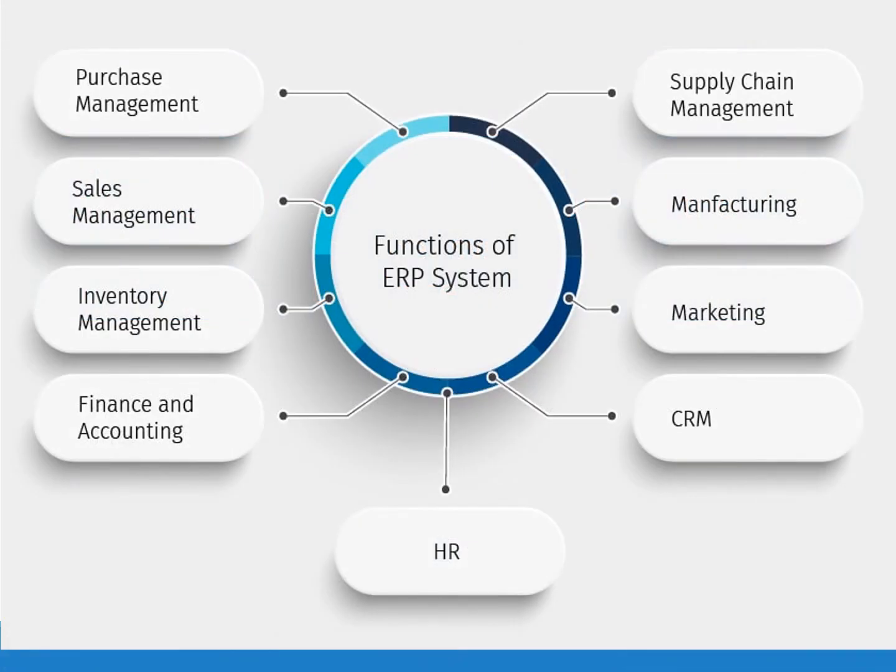So, the functions of ERP. First, it connects human resource, marketing, manufacturing, supply chain management, purchase management, sales management, inventory management, financial and accounting. So it connects all of this. It is a collection of software that connects all of these separate software in order to have what we call an integrated database and also a better lean manufacturing environment.